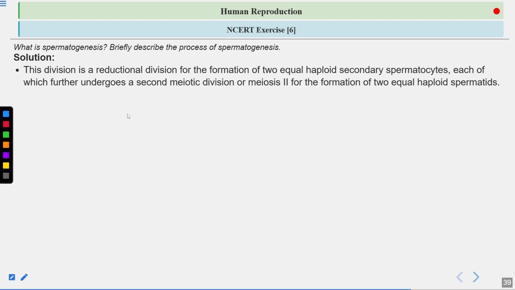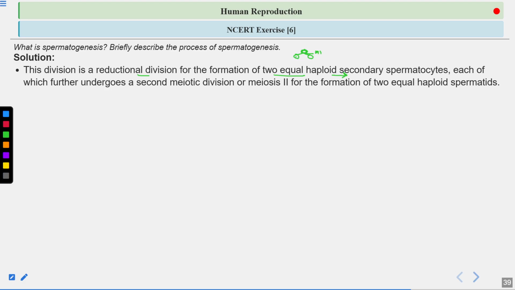Okay. So meiosis I is a reductional division. From diploid primary spermatocytes, haploid secondary spermatocytes will be produced. From one primary spermatocyte, 2 haploid secondary spermatocytes are produced. So this was meiosis I, in which the reduction of chromosomes occurs.